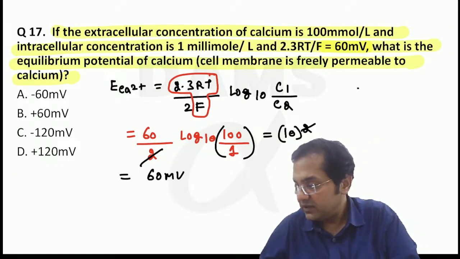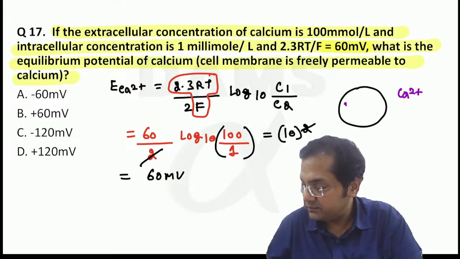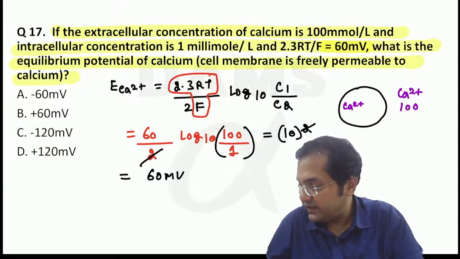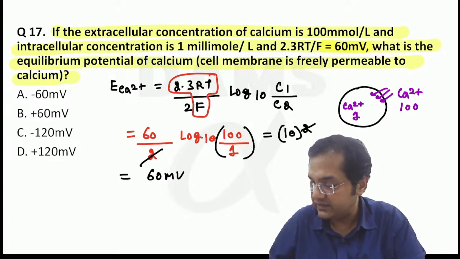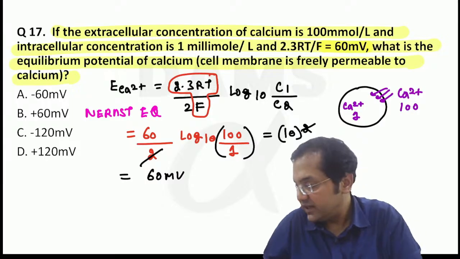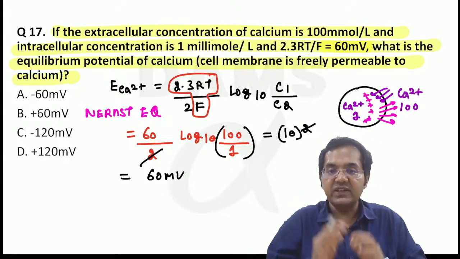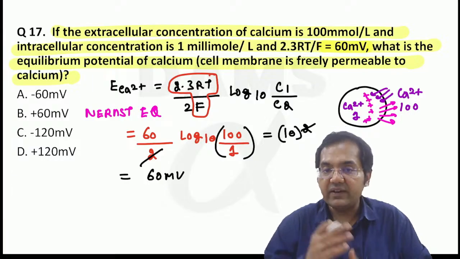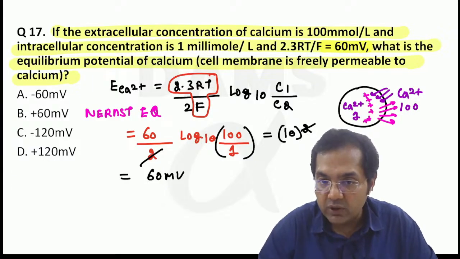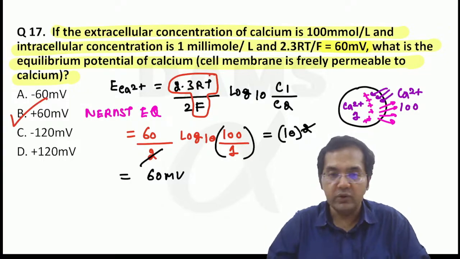Now remember, C1 is in the ECF. So more calcium in the ECF. Calcium will move from outside to inside. Nernst equation, that's correct. If the calcium starts accumulating inside, positive charge. What will positive charge do to calcium? Repulsion. Which gradient is becoming equal and opposite? Electrical gradient is becoming equal and opposite to concentration gradient, right? So the answer is actually plus 60. Very good. Absolutely correct.